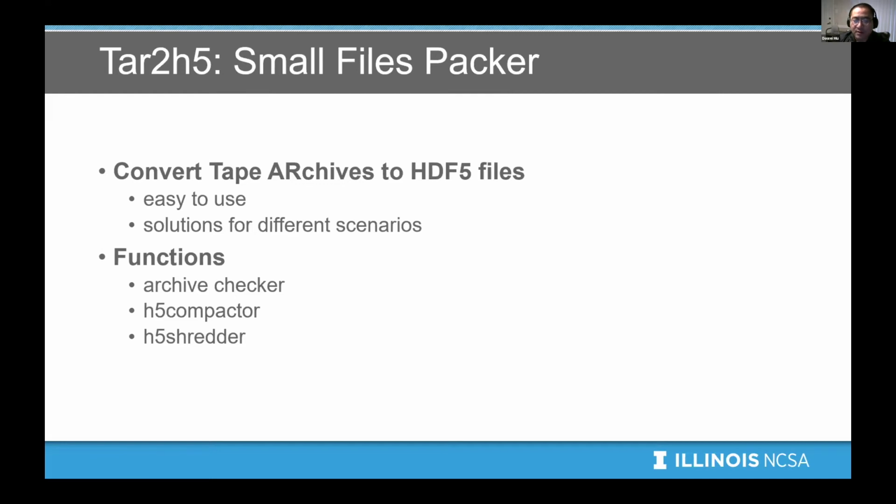The rule of thumb is that we want this tool to be very easy to use for our new researchers on this system. Also, we want this tool to provide solutions for different scenarios. The functions we packed within this toolkit include our archive checker, our H5 compactor packer, and the H5 shredder packer.